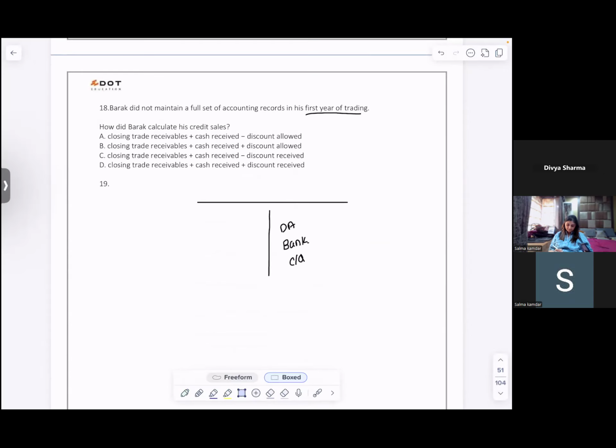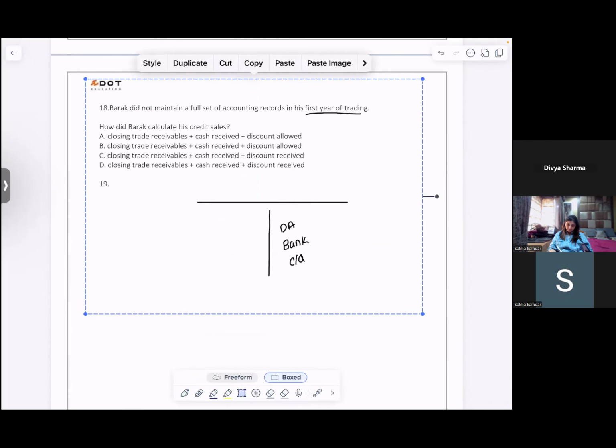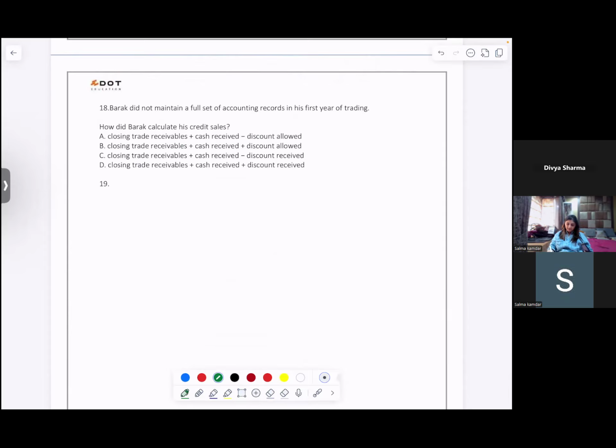18th one. We had to find out how I will calculate credit sales. That means I make an SLC. SLC has opening balance, credit sales, everything on the credit side. So closing plus bank plus discount allowed. If I do this total, I can come over here. Opening is not there. So closing plus cash received plus discount allowed. The correct option is option B.